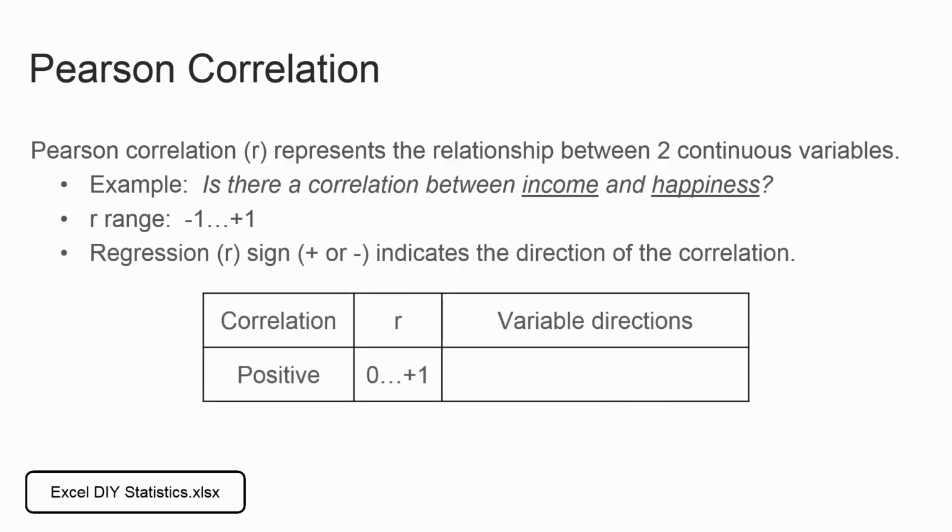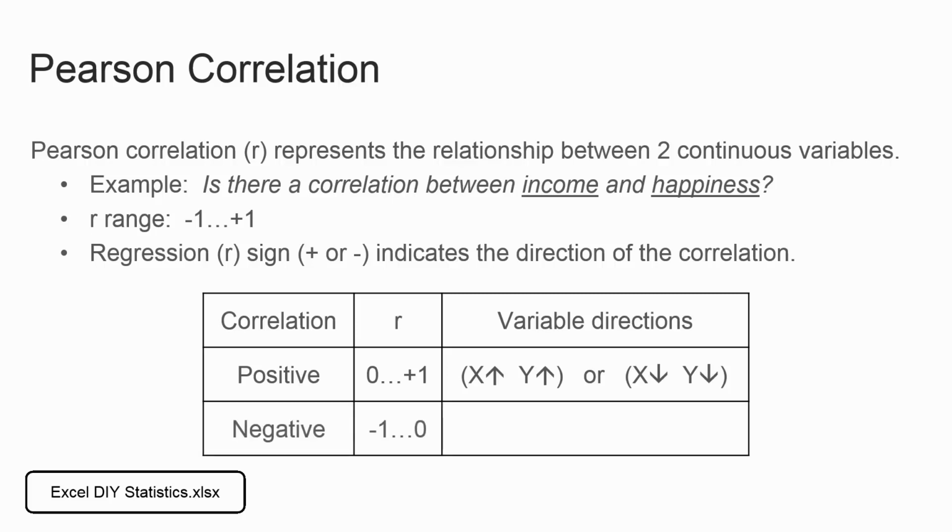Specifically, if the correlation is positive, meaning that the R is between 0 and +1, this indicates that the two variables move in the same direction. When x goes up, y goes up. When x goes down, y goes down. So if our example involving the correlation between income and happiness produced a positive R, this would mean that these variables move in the same direction. When income goes up, happiness goes up. And when income goes down, happiness goes down. This is the nature of positive correlations. The variables move in the same direction.